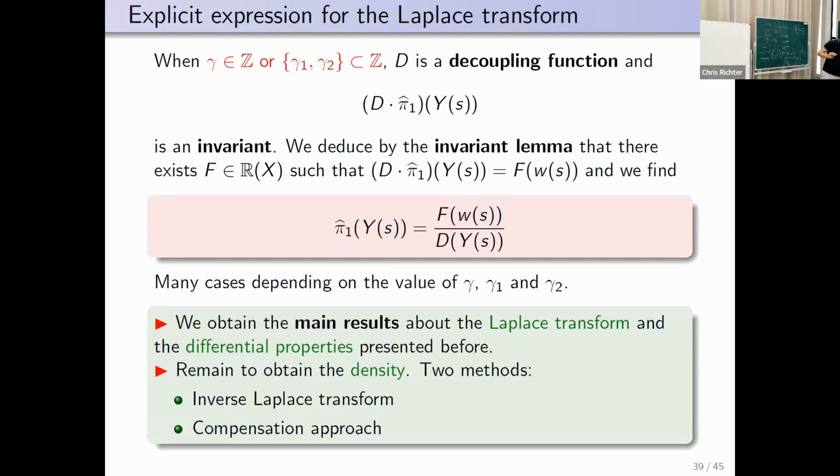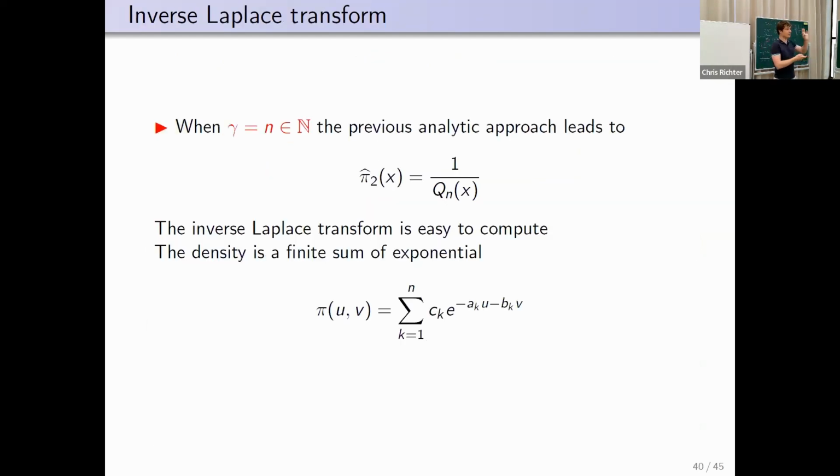Maybe I will not have enough time to finish all the talk, because I will leave time for questions. But in some easy cases, for example, if the Laplace transform is 1 divided by a polynomial, it's easy to invert and obtain a finite sum of exponentials. You just decompose it. I don't remember the term, but it's easy to invert this Laplace transform. So this is when gamma is an integer.